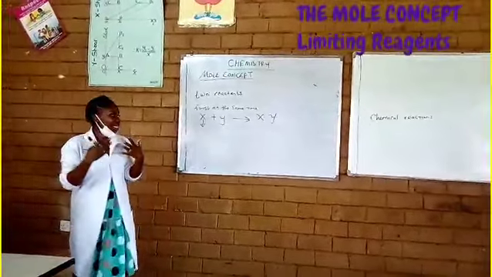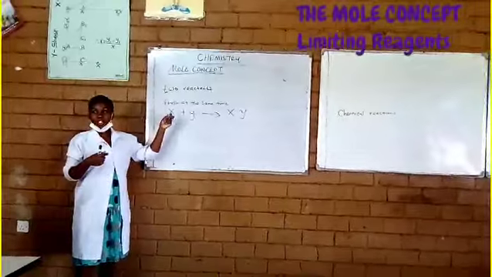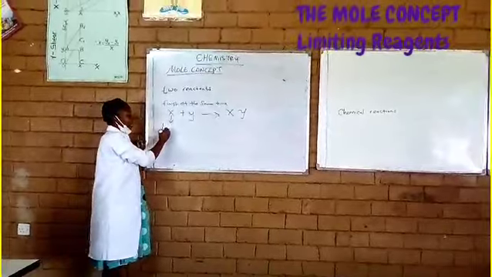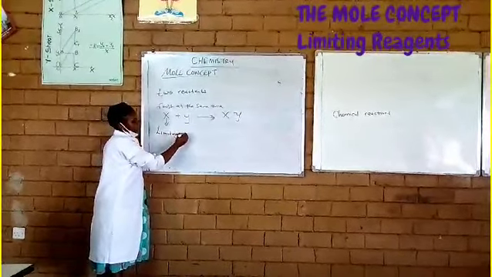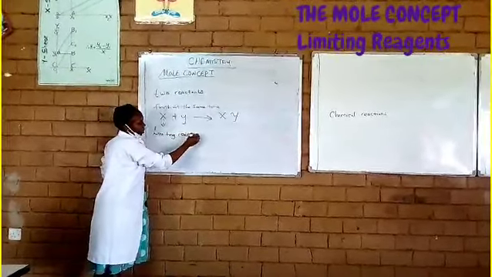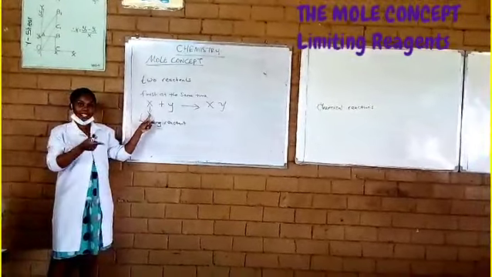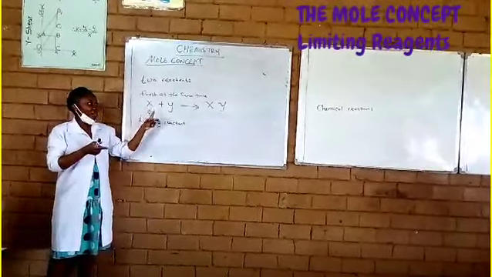Now, if X and Y react together and it happens that X, reactant X, finishes first or is completely depleted in a chemical reaction, we simply call that type of reactant a limiting reactant, or limiting reagent. We have two reactants that are reacting, but if the other one finishes fast in a reaction, even before we have our product, we simply call that reactant a limiting reactant. We are calling it a limiting reactant because it is simply limiting the reaction from proceeding.